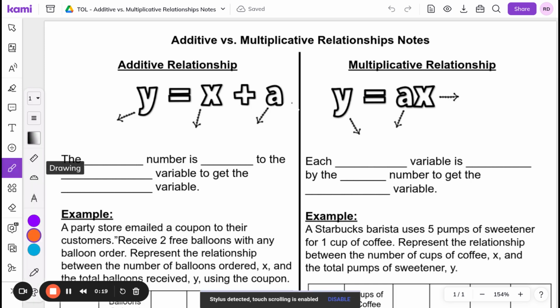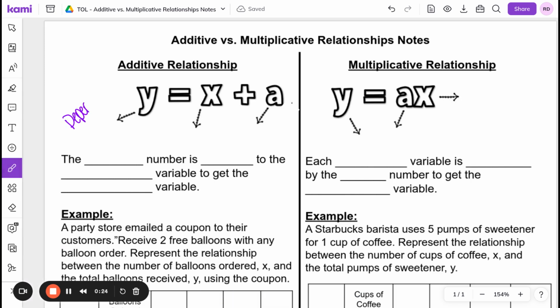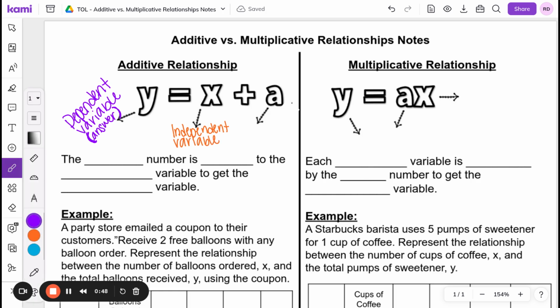So over here on the additive side, we have y. This is always the dependent variable, which means it is the answer. It's what we're trying to find. That means that x is the independent variable, so it is the value that we are changing. And this a on the end is the rule. So this is how we are constantly changing the independent variable to get to the dependent variable.